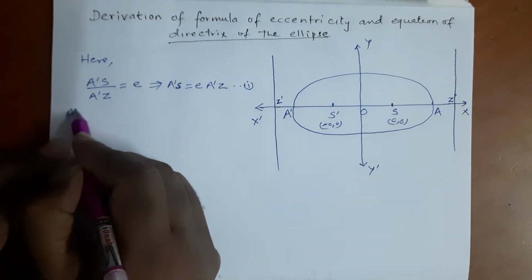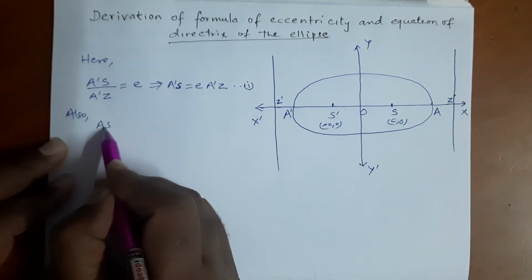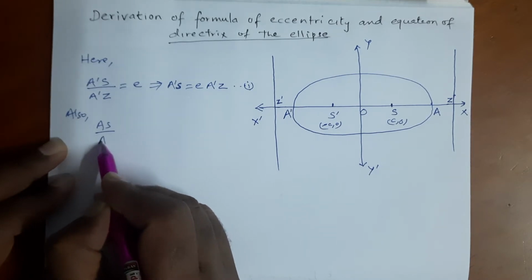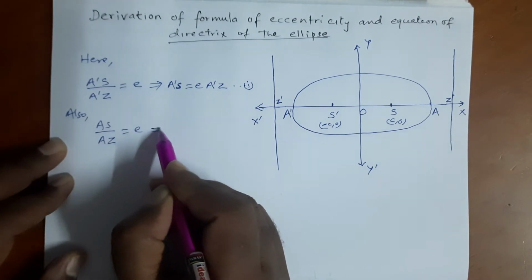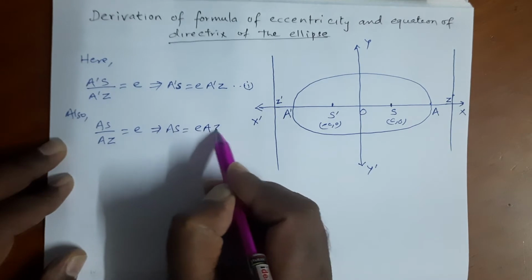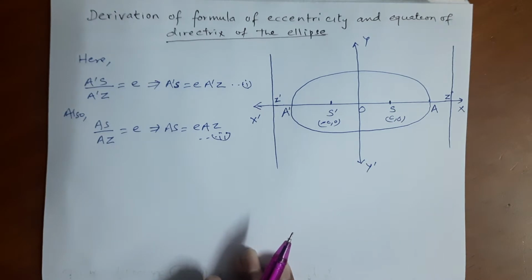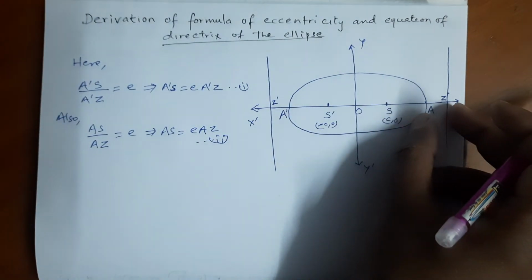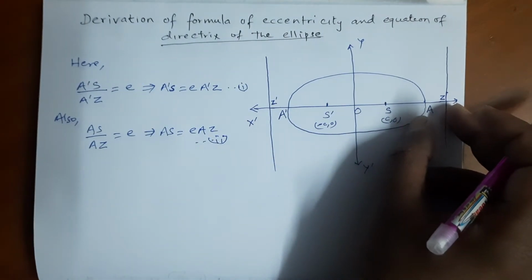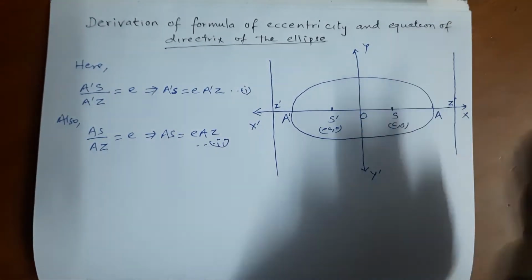Also, if we take this point A, then S over AZ is equal to E, that implies AS equals E times AZ. Call this equation 2. Here AS over AZ should look a little bit greater because the eccentricity value is less than 1. Although it doesn't seem like this, let us suppose that this Z is a little bit farther.